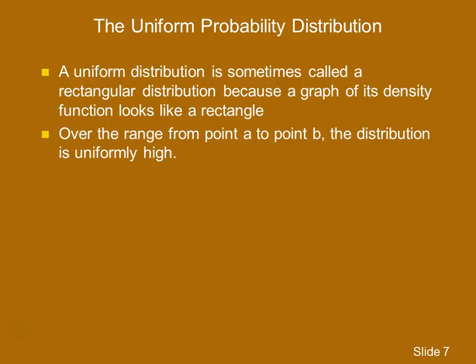Okay, now let's go on to a specific continuous distribution. Let's look at what we'll call the uniform probability distribution. Sometimes called a rectangular distribution because the graph of its density function is going to look like a rectangle. It gets the name uniform because over some range, let's say from point A to point B, the distribution is uniformly high.